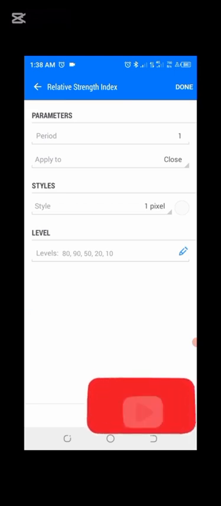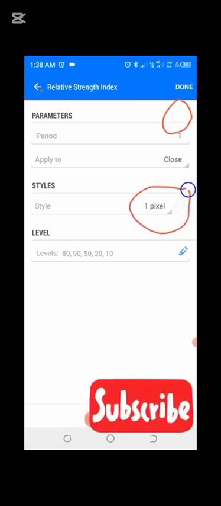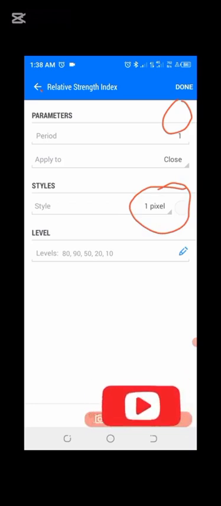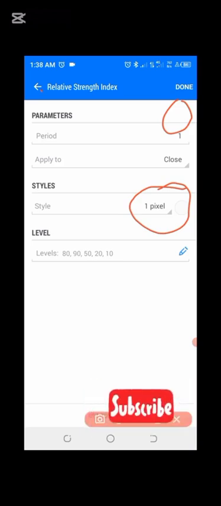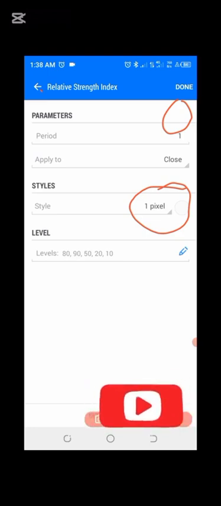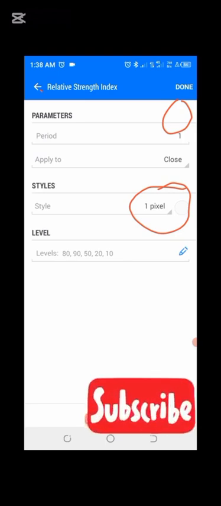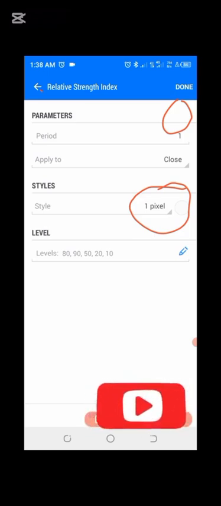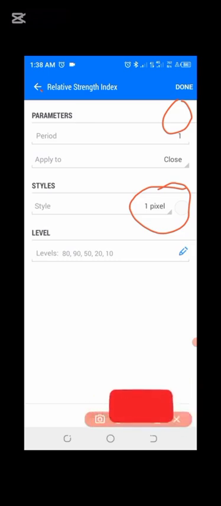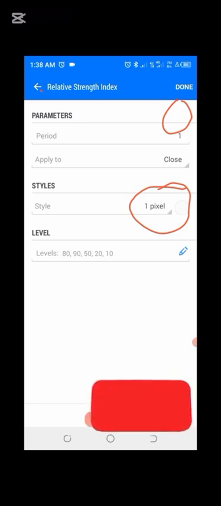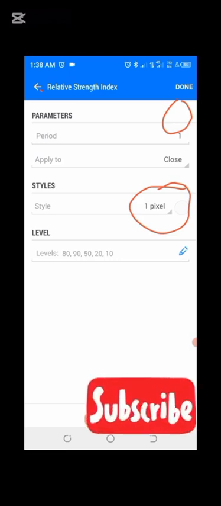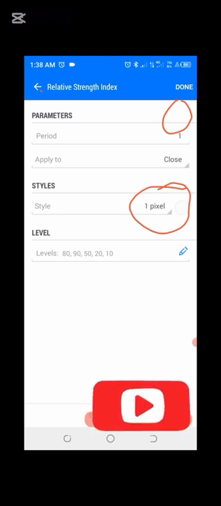Then the color, now this is very important, guys. The color has to be the color of your background. My background is white. If your background is black, make it black, because we are not using the RSI signal line. We only need the levels from the RSI. That is why we are making the RSI signal line invisible by making it the color of our background. So make it white, and the pixel is 1 pixel.